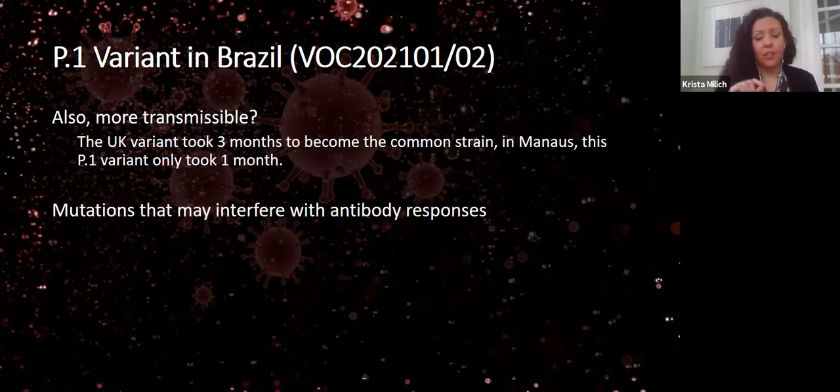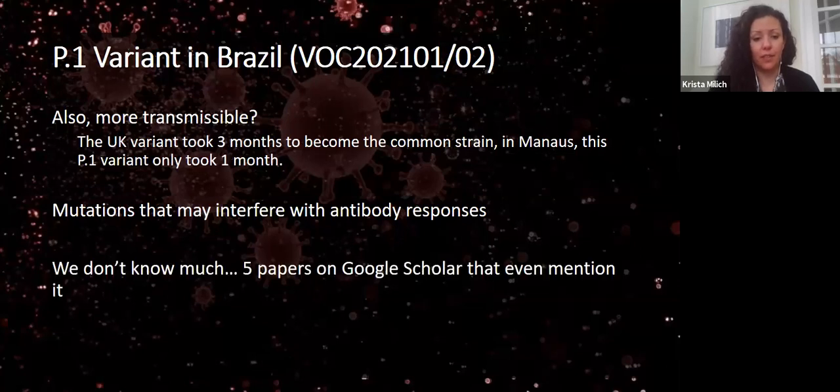The P1 variant also shows mutations that may interfere with the antibody response. Similar to what I showed you with the B117 variant, this P1 variant has some mutations that specifically seem like they would interfere with antibody response. That, of course, is a concern for both reinfection, or your body's defense against it, as well as vaccines.